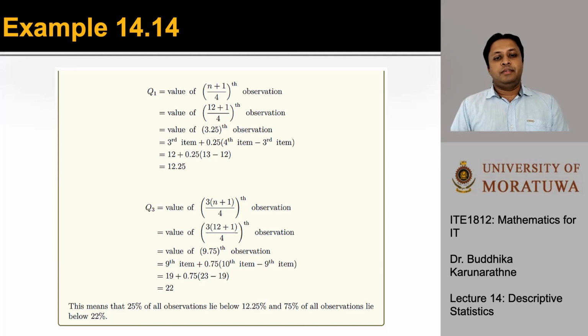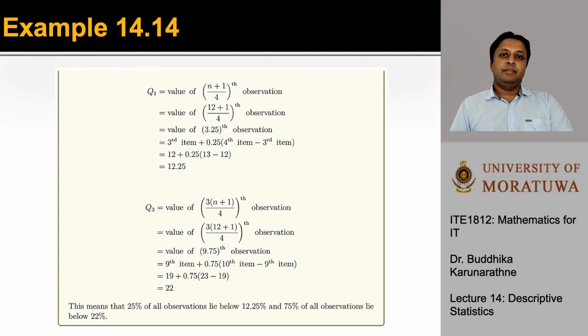And then we are required to find the third quartile. So you basically use the equation: 3 times (n plus 1) over 4, observation. n is once again 12. So you substitute and it gives you the 9.75 observation. So how do you get that? Get the ninth item, which is 19. And similarly, you calculate 0.75 times (10th item minus 9th item). The 10th item is 23 and the 9th item is 19. You substitute accordingly, simplify, and you get 22 as the third quartile. So Q1 is 12.25 and Q3 is 22.